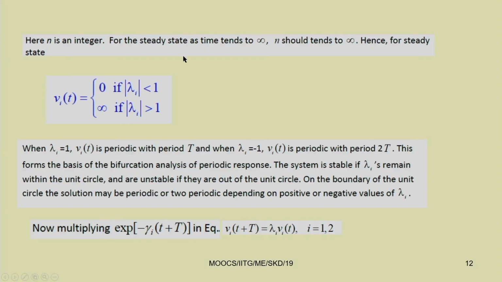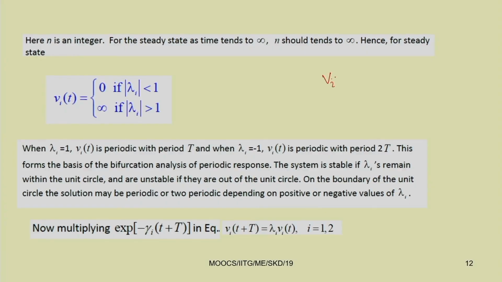Here what we have seen for steady state, as time t tends to infinity, n should tend to infinity also. So, if we are writing, for example, Vi(t + nT) equal to lambda to the power n Vi(t), you have seen this equation. So, for steady state, that is t tends to infinity, how will t tend to infinity? When nT tends to infinity, t will tend to infinity, or this n tends to infinity. So, this implies n tends to infinity.